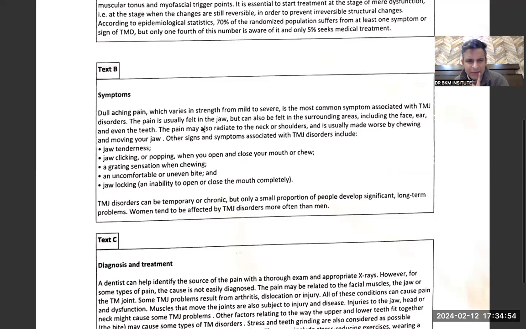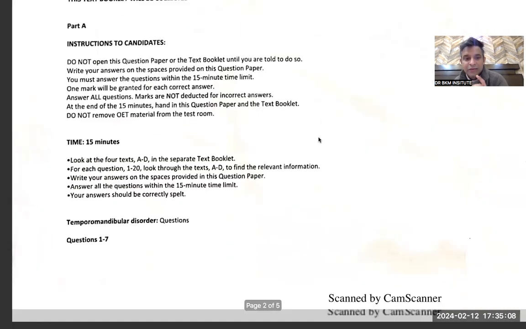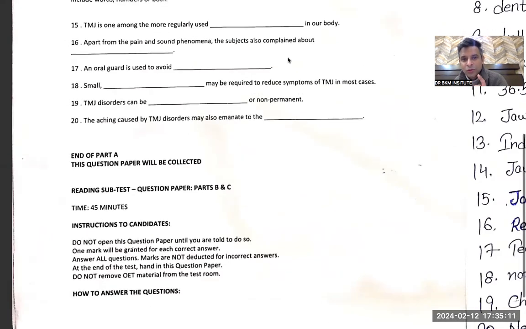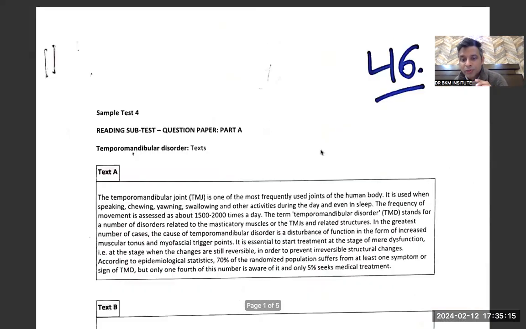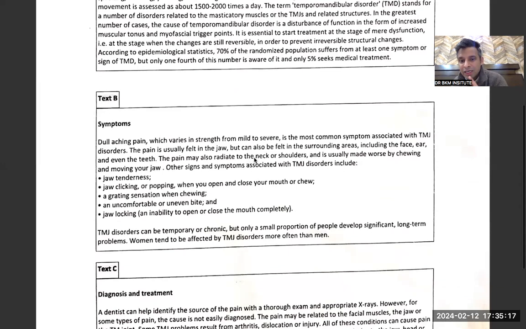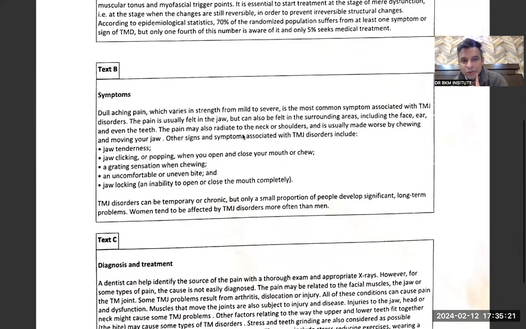"Is usually can also be felt in the surrounding areas." So now I could not understand any word, but pain means aching, felt in the surrounding areas. Now I have found the word. If the preposition "in" is given, then I can say no, but the word "to" is given, so it's not fitting "in". So the preposition is also an important component. If "in" was given, I would have done "in the surrounding areas". So: pain may also radiate to the neck or shoulders.